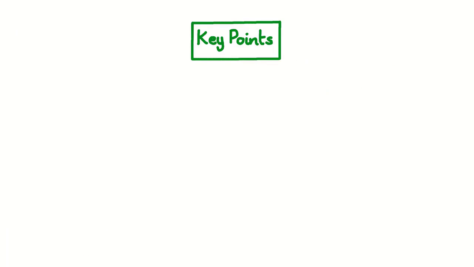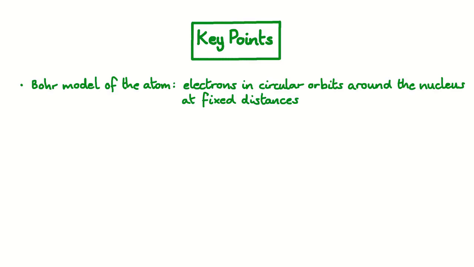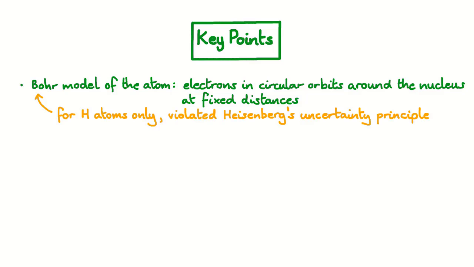Let's finish up with the key points. The modern model of the atom is a step forward from Bohr's model, which says that electrons are in circular orbits around the nucleus at fixed distances. The Bohr model was only able to account for the energies in atoms like hydrogen with one electron. The Bohr model also violated Heisenberg's uncertainty principle, which is a fundamental feature of the universe.